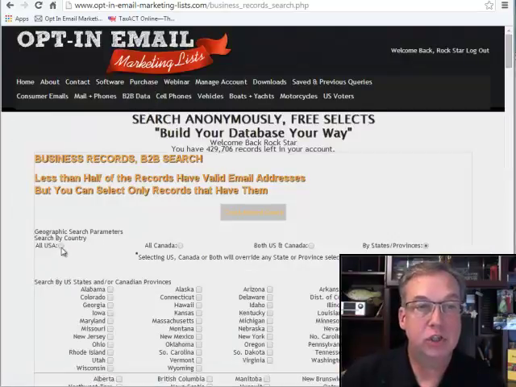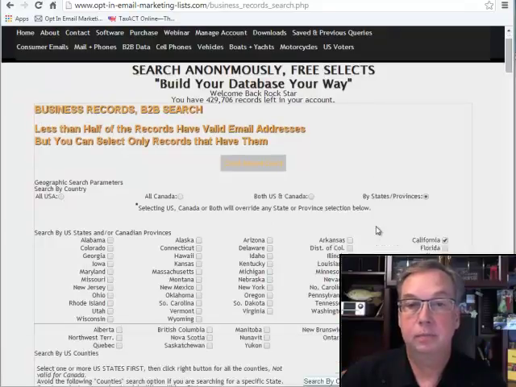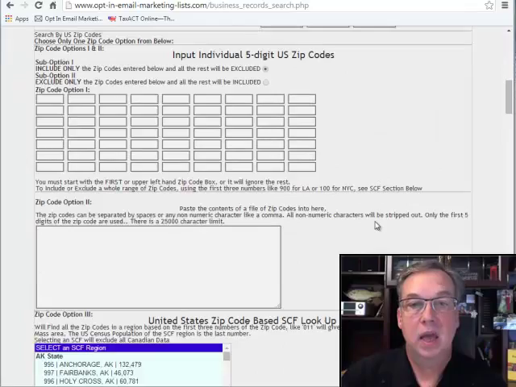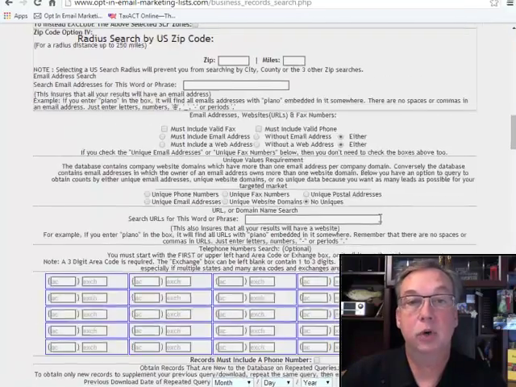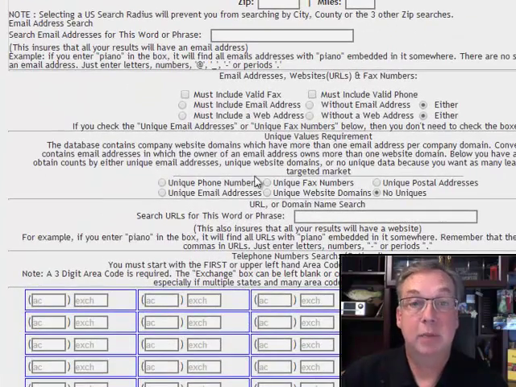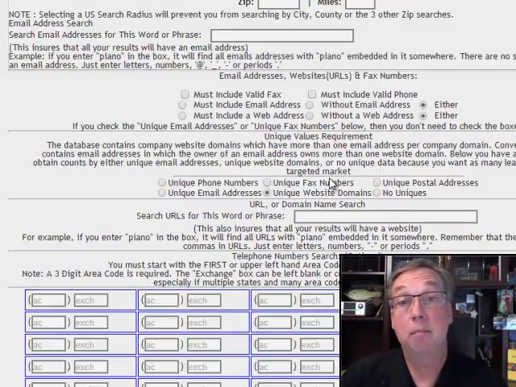Let's just say we're going to search in all of California. And we're going to use this data for what? We're going to use it for contact page marketing. We want to have unique website domains. Let's do that. Unique website domains. If we're using it for our phone room, we want to have unique phone numbers. If we're using it for fax marketing, we want unique fax numbers. If we're doing mail, you know, U.S. Postal Service mail, we'd want unique postal addresses. Or if we're doing email marketing, we'd want a unique email address.